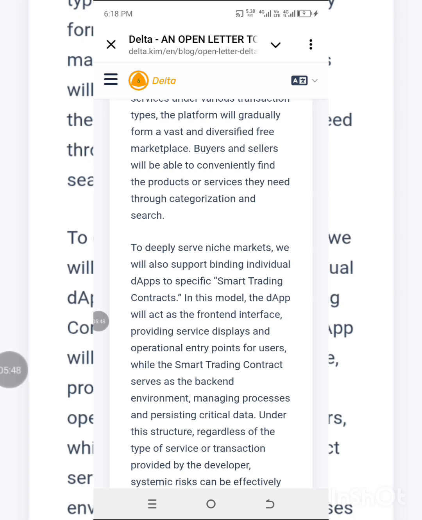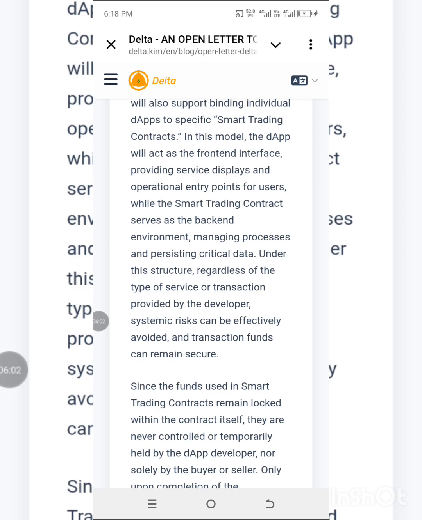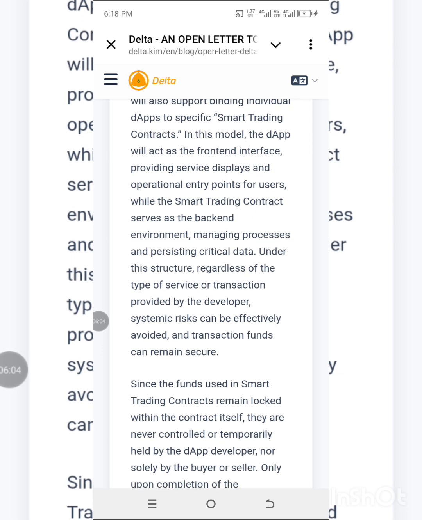Like the smart trading management will be at the back end, looking at how transaction is being done. Do you get? So under this structure, regardless of the type of service or transaction provided by the developer, systemic risk can be effectively avoided. This is what they are saying here, that they will be cautious to make sure everything is going smoothly, and transaction funds can remain secure.